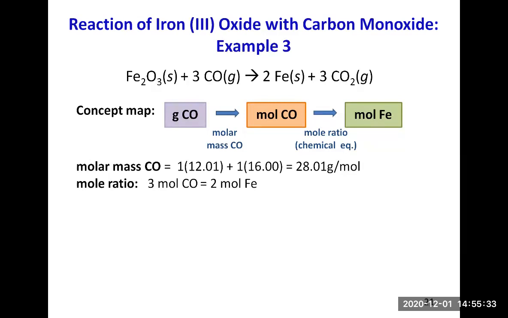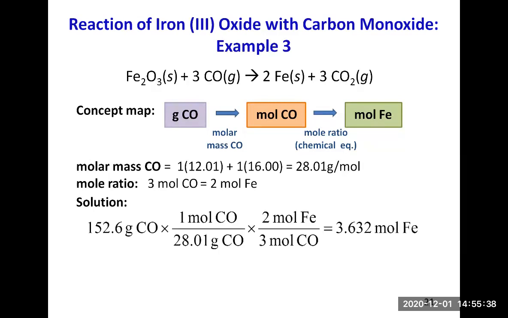So the next step is to write the solution. The given amount was 152.6 grams of carbon monoxide. That's the given amount, it's written first, and it's in the numerator. You could have a line under it and a 1 in the denominator. You multiply by the first conversion factor that changes the grams of carbon monoxide to moles of carbon monoxide. So the molar mass of carbon monoxide is such that the grams are on the bottom and the moles on top, so that we can cancel the grams of carbon monoxide.